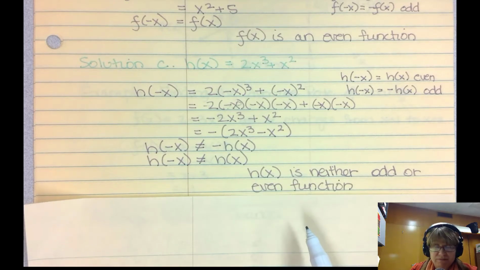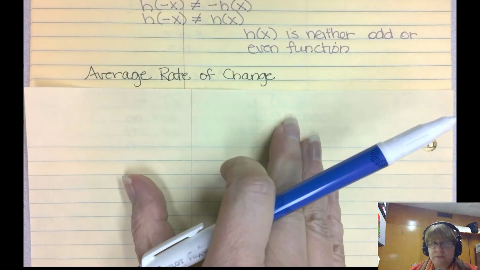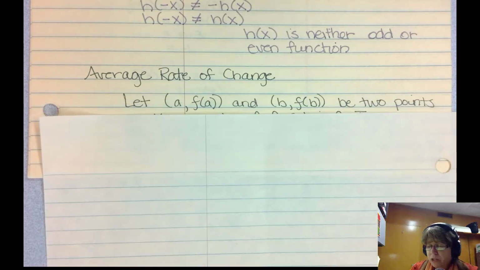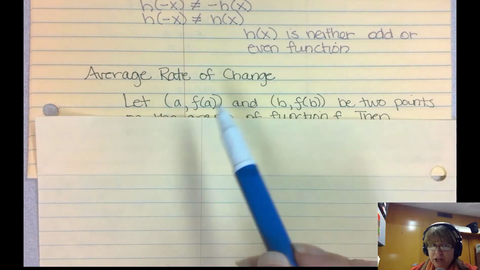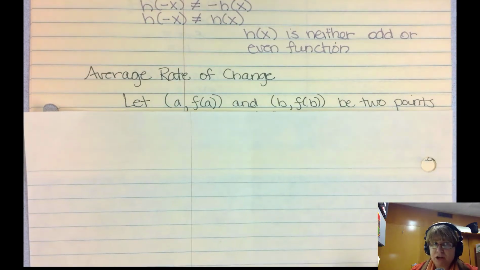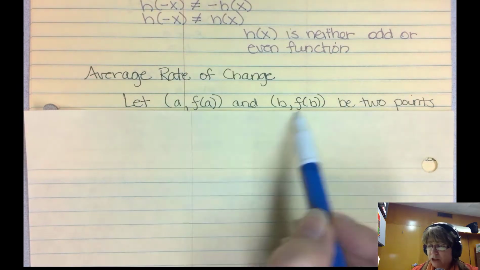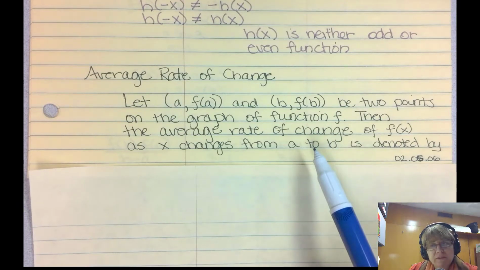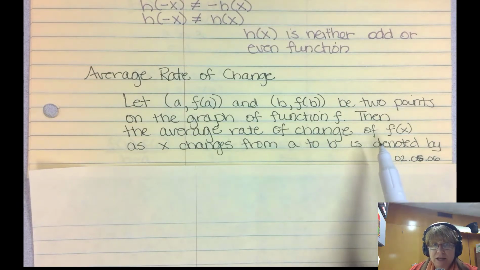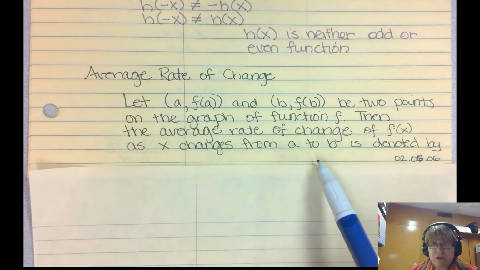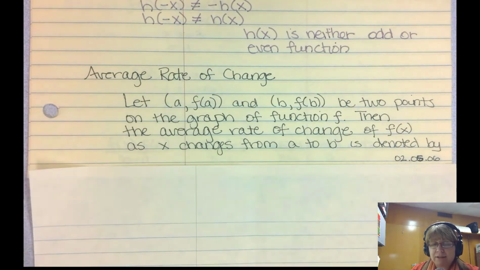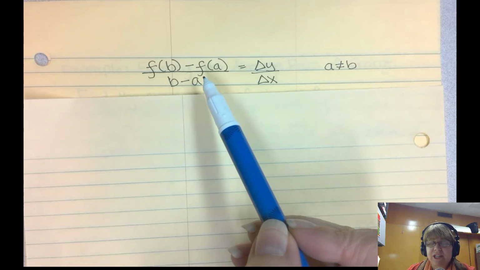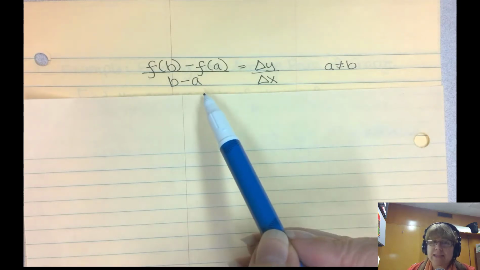It's just neither. All right, last thing we're really going to focus in on is average rate of change of a function. We're going to let us have 2 points. I know this looks very complicated in notation, but this is just 1 point and another point, and these points are on the graph of a function. Then the average rate of change of this function as x changes from this a value to the b value is denoted by the function evaluated at b minus the function evaluated at a, all over b minus a.